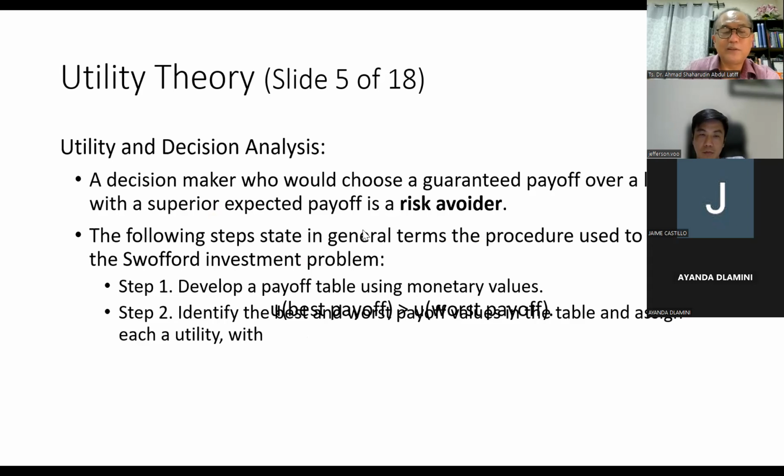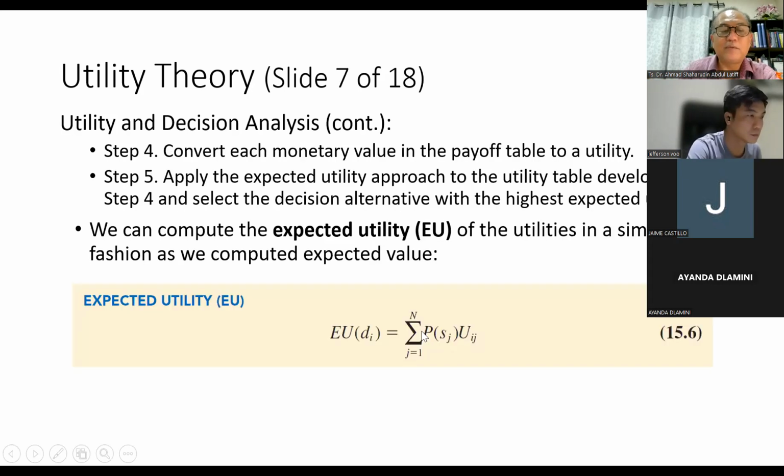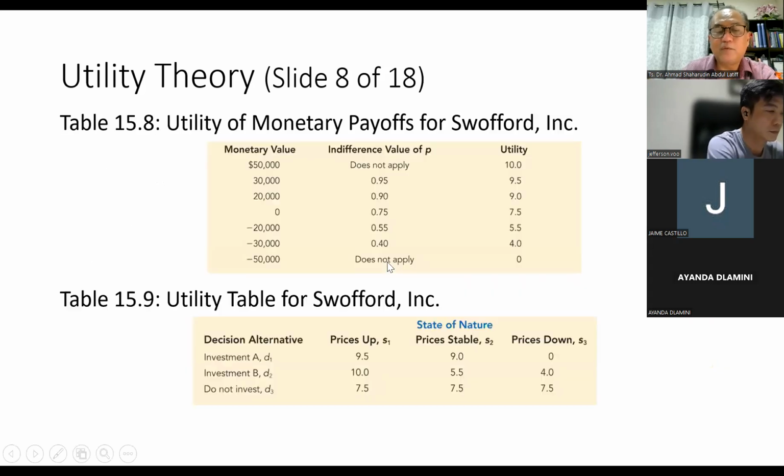So okay, utility decision variable. What happens is this. You develop a table using a payoff table, using monetary value, and then you identify the best payoff, and the worst payoff, for each utility. You look into each utility. You convert each monetary value to a utility. So you don't just confine yourself to the monetary value, you put it into utility.